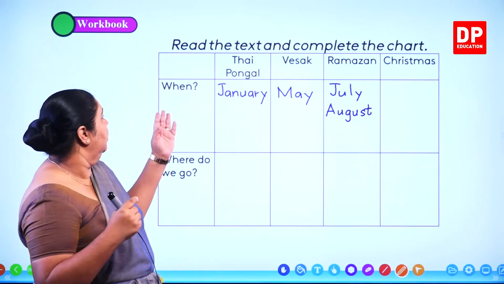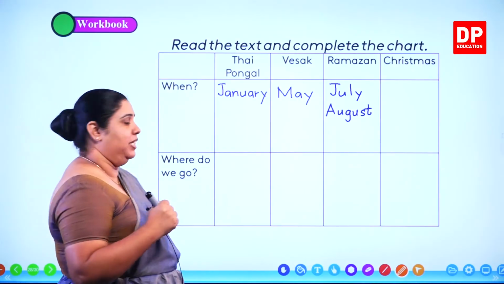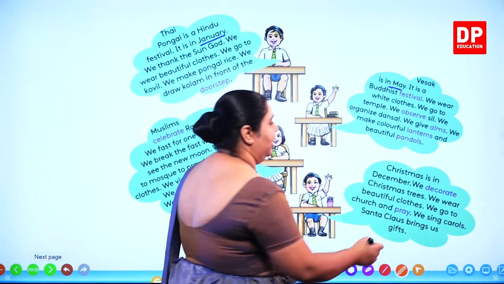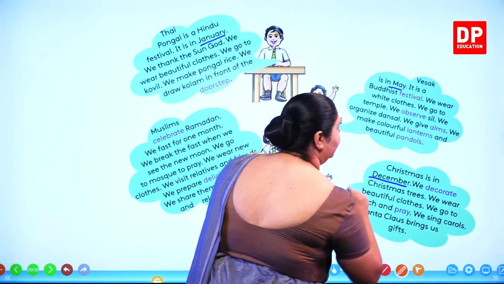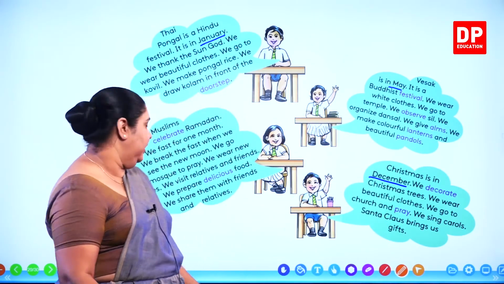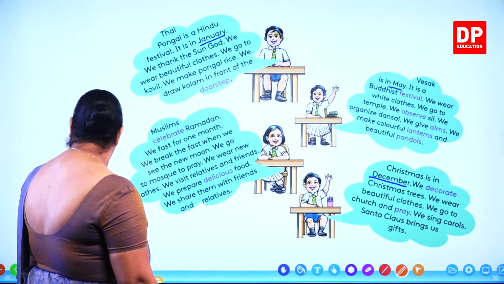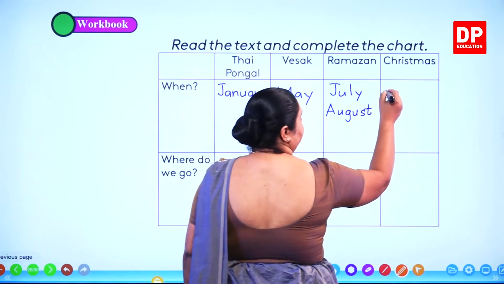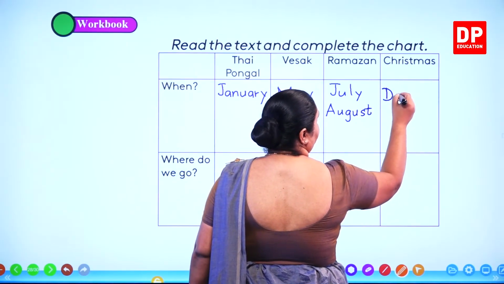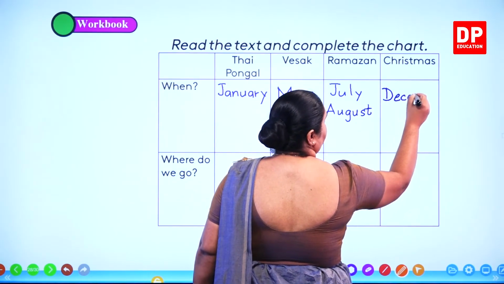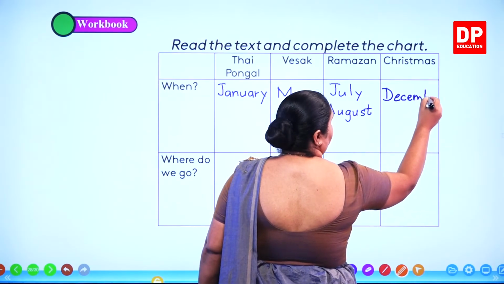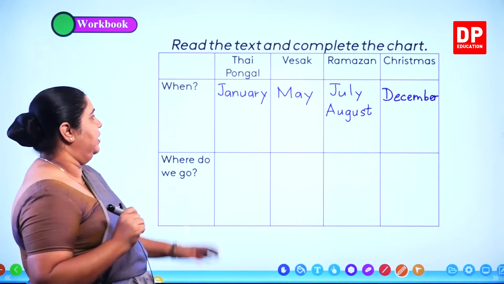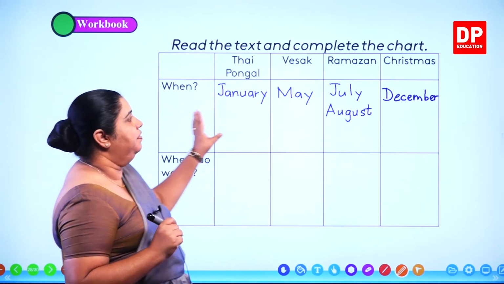So now Christmas. When is Christmas? Christmas is in December. Can you see? Christmas is in December. Exactly in December, right? So when is Christmas? Christmas is in December, right? So now we have completed the first column.